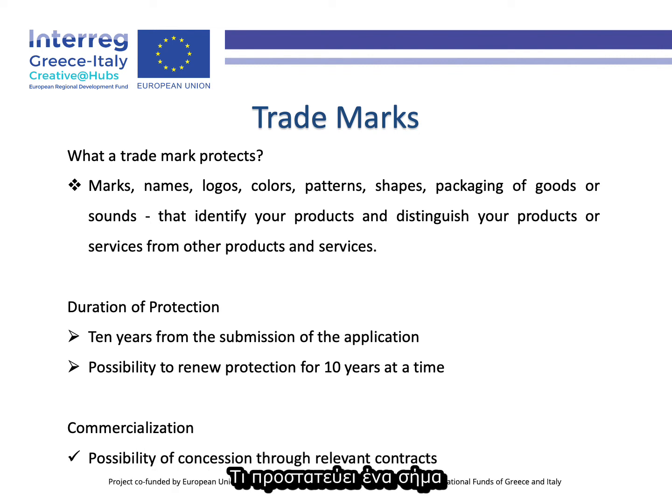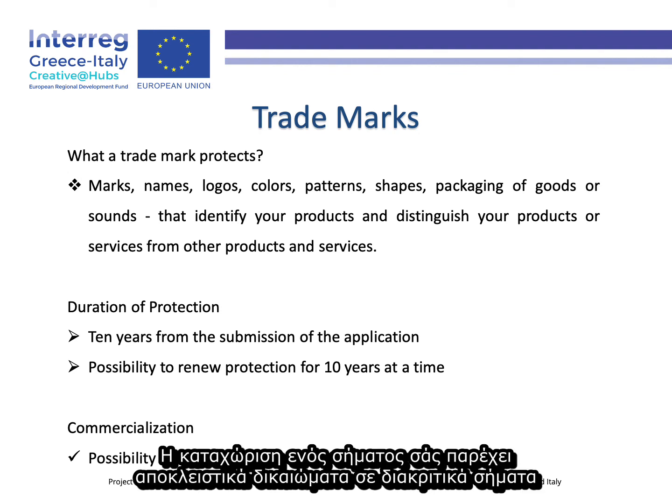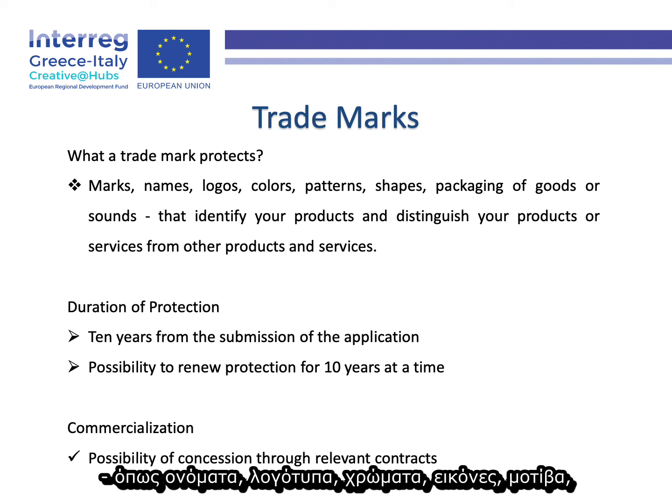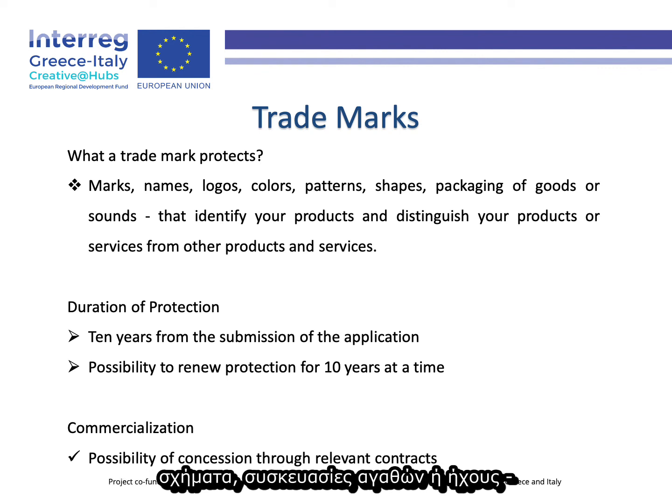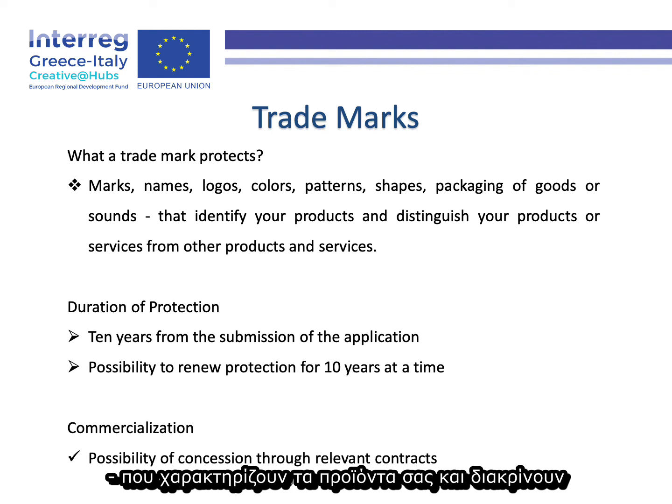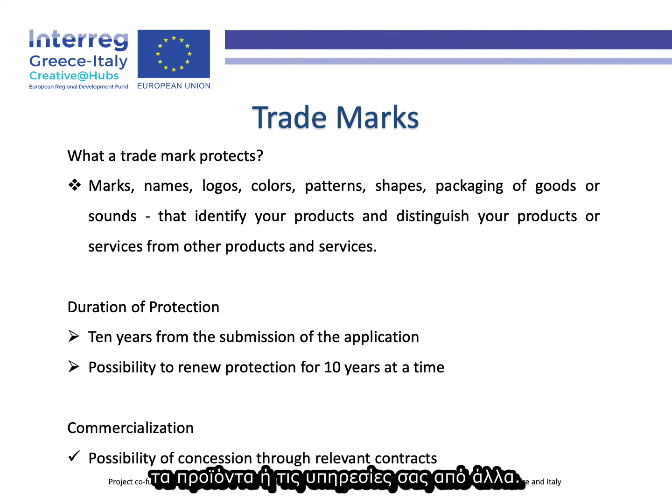What a trademark protects. Registering a trademark gives you exclusive rights over distinctive signs, such as names, logos, colors, images, patterns, shapes, packaging of goods, or sounds which identify your product and distinguish your goods or services from others.